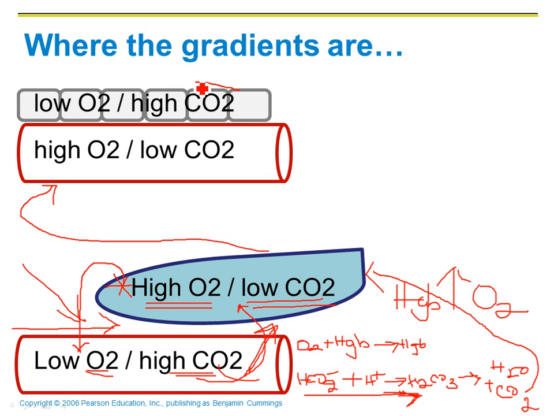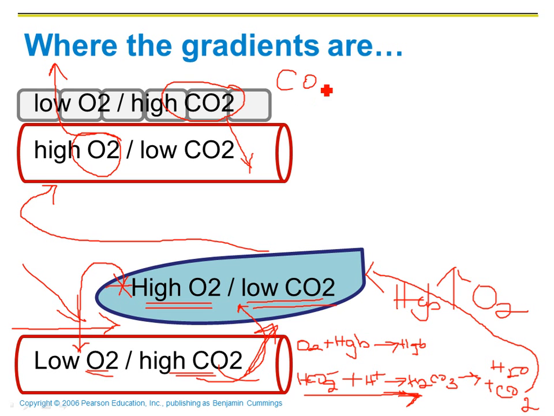There's a gradient for CO2 to go from the tissue into the blood, and there's a gradient for oxygen to go from the blood to the tissue. So the gases are all automatically going to diffuse across this membrane here. So the question becomes, how are the gases affected?